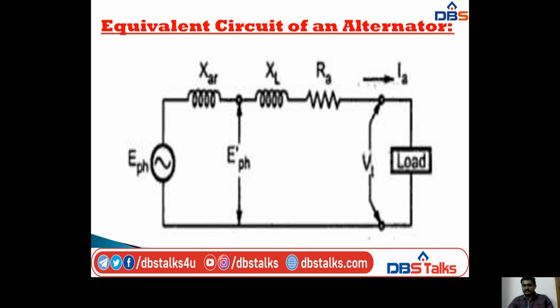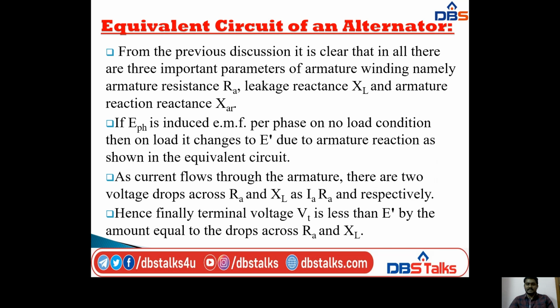Whenever we connect these parameters to load, we have the terminal voltage Vt, and it carries the armature current Ia or load current IL. So this is the actual equivalent circuit of an alternator. The equivalent circuit consists of three parameters, that is armature reaction reactance, leakage reactance, and armature resistance, and E phase, the phase voltage at no load, and E dash phase, the phase voltage at load condition. Okay, and Vt is the terminal voltage.